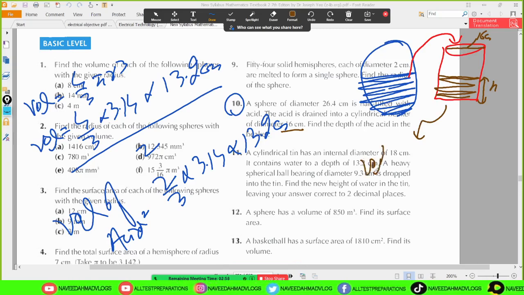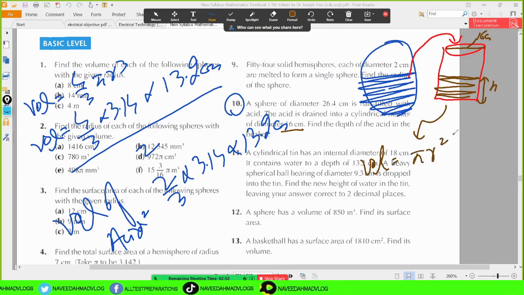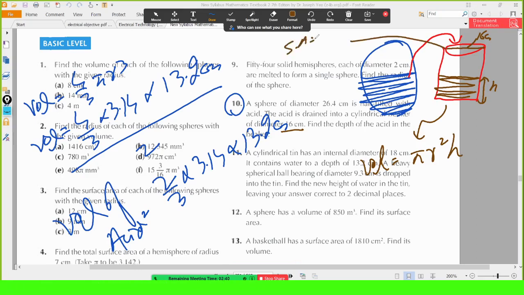So what will the volume of the cylinder be? That will be equal to pi r square h. Okay, that will be pi r square h. What will the surface area be? 2 pi r h. The formula for surface area is 2 pi r h, and for volume it is pi r square h.